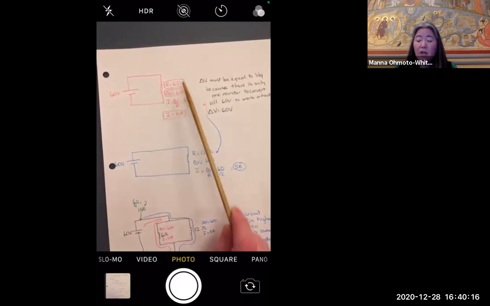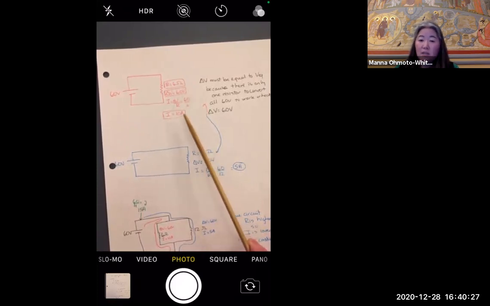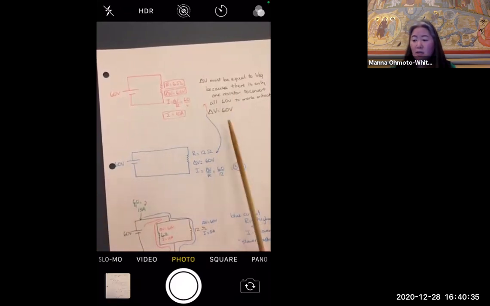So here with parallel, I always know my resistance. I figure out what my delta V should be, and then from that, I figure out my current. For something in series, I know my current, I know my resistance, and I figure out my delta V. So you always have two of the three variables. Here it's always the delta V. So that's how I figure out my red circuit.